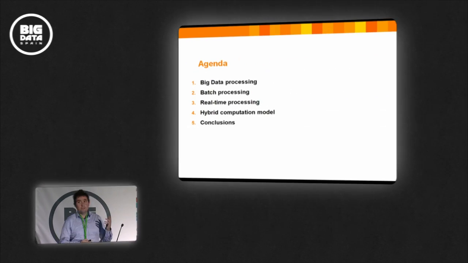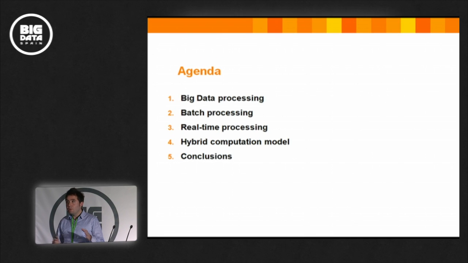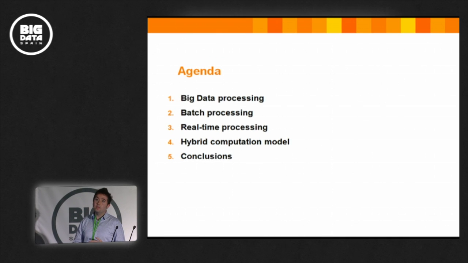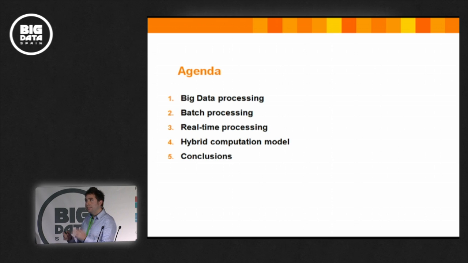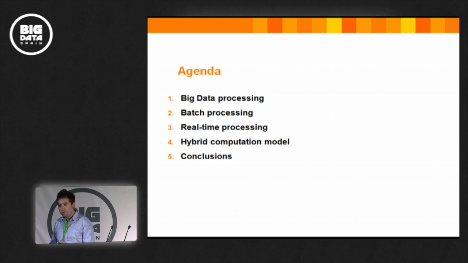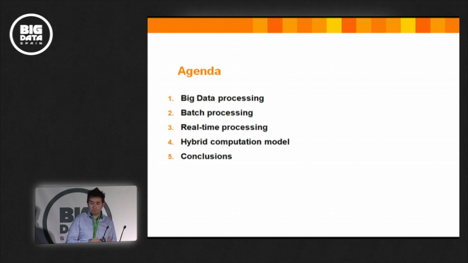This talk is divided in 5 sections. Firstly, I will comment on the characteristics of the big data environment and why we need 3 different processing paradigms. Then I will comment on the differences between them, and I will also highlight the main milestones in terms of technologies and research publications of each one.